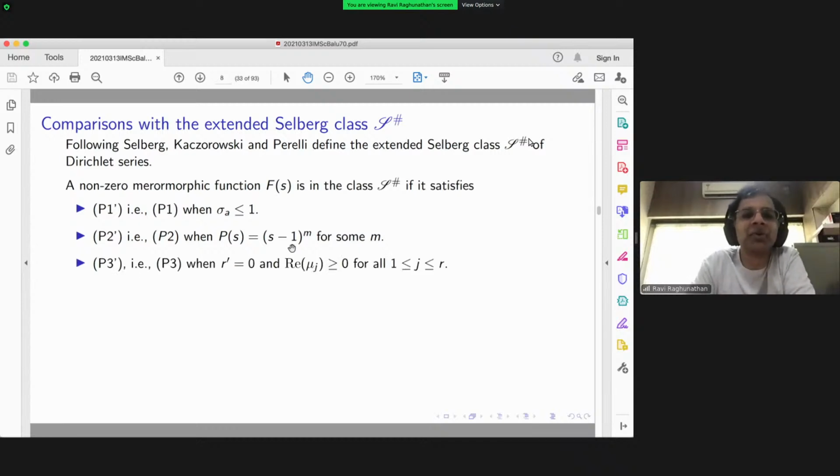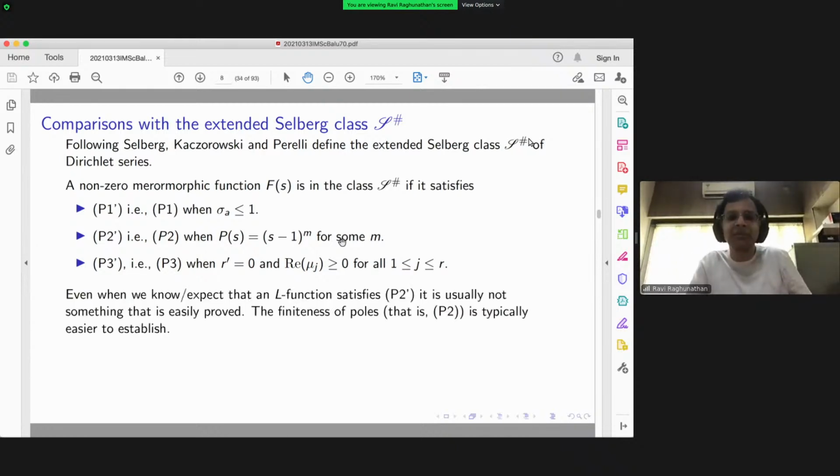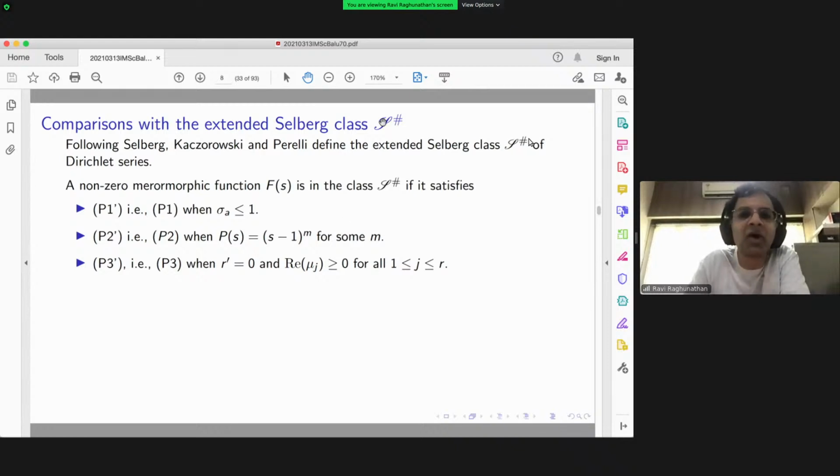And P3 prime. So what is P3 prime? It's again stronger than P3, right? First, in the Selberg class, one does not allow gamma functions in the denominator in the functional equation. And secondly, we always assume that the real part of mu j is greater or equal to 0, which again was not an assumption in A sharp. A sharp had no conditions on the mu j at all. So you can see that each of the three conditions, P1, P2, P3, is weaker than the corresponding conditions imposed on the extended Selberg class. And now I'll explain why one actually weakens this. So all the examples that we saw so far all belong to the extended Selberg class S sharp. And of course, therefore to A sharp, since A sharp is a larger class.